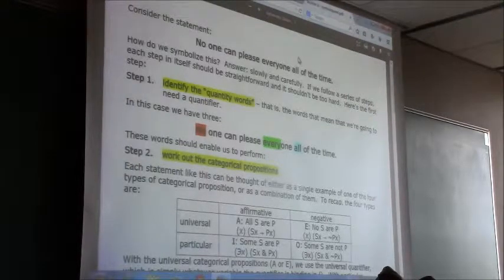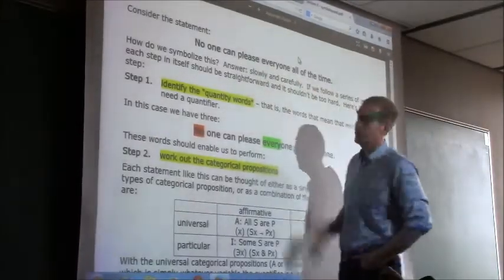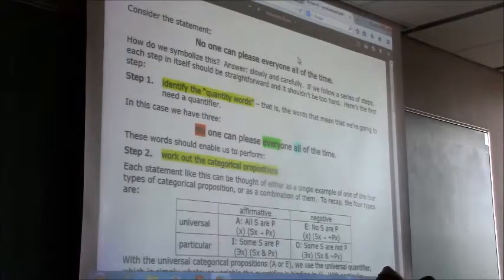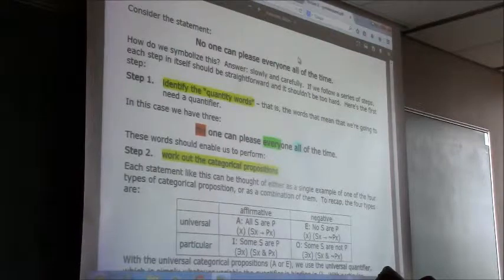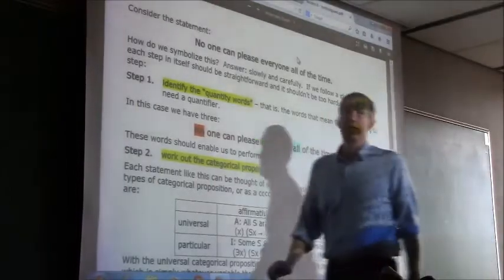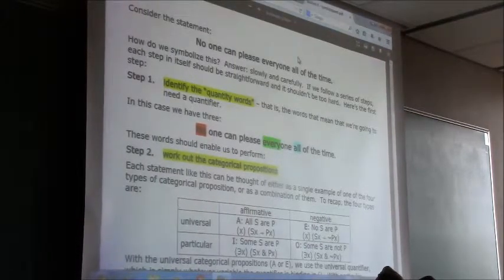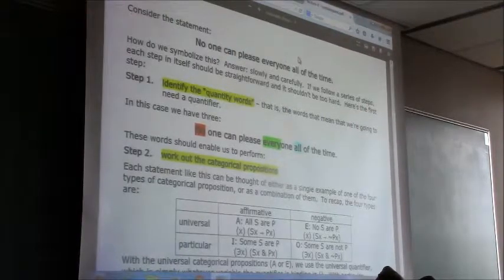All right, so the way to symbolize sentences like this: No one can please everybody all of the time. First stage, which I don't mention here, is you need to specify your predicates. I call that step 0 or step a half. What are the predicates you need? First of all, if you see the word one, you know you're going to need what predicate? Yeah, X is a person. You're going to need blank is a person. So if you see the word one, you know there's going to be a person involved.